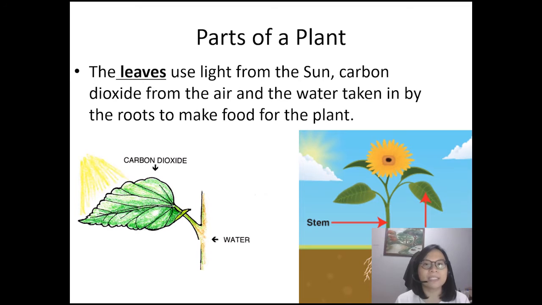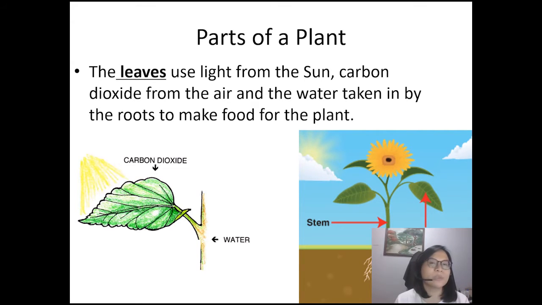So, saan ba nagagaling ang carbon dioxide? So, ang carbon dioxide ay nakikita natin mula sa hangin. Ang water is something na nakukuha natin sa ulan or pwedeng ibinibigay natin sa halaman, at also ang sunlight which is nakukuha natin sa araw.